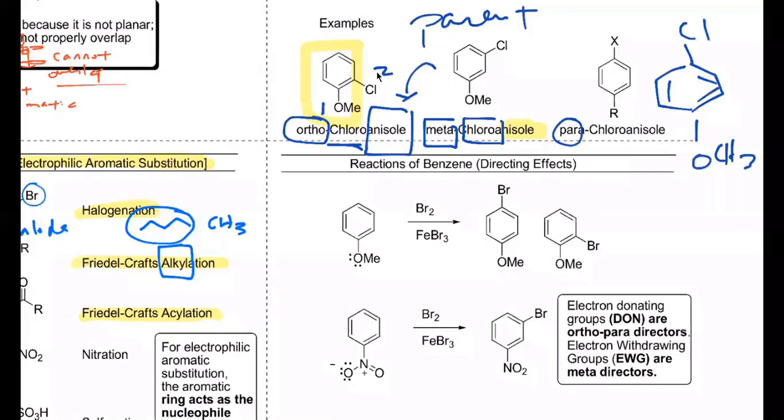Like that. Right, where the chlorine is at the 4 position, and then the methoxy group is at the 1 position. Any questions about that? So let's go down to the next section.